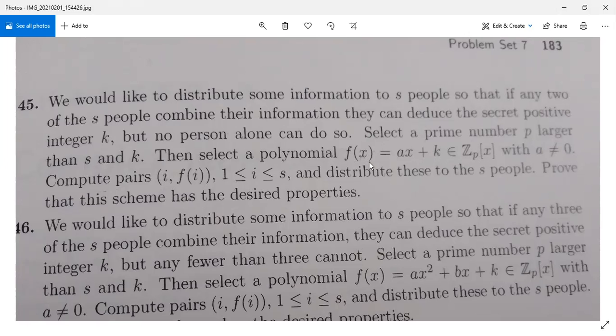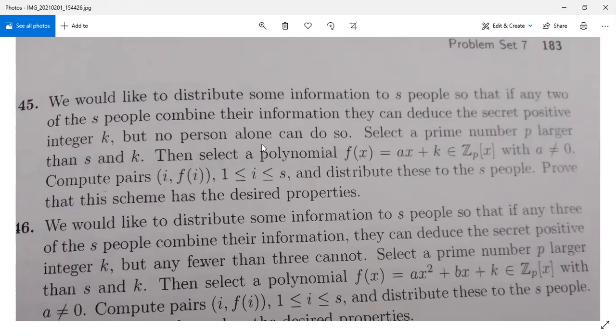And a is not equal to 0. If a is 0, you will directly send k, which is bad because you don't want to send k to anybody. That is the reason why a must not equal 0. Compute the pairs (i, f(i)), where i is a positive integer running from 1 through s, inclusive, and distribute these pairs to s people. Now we have to prove that this scheme has the desired properties, meaning any two of the s people can combine their information, and one person alone cannot do anything. That is the goal of this particular problem.